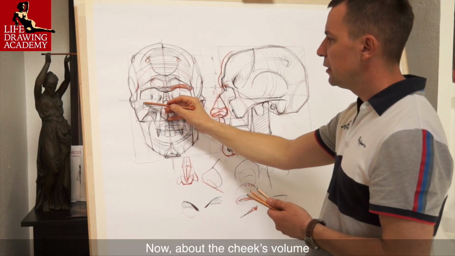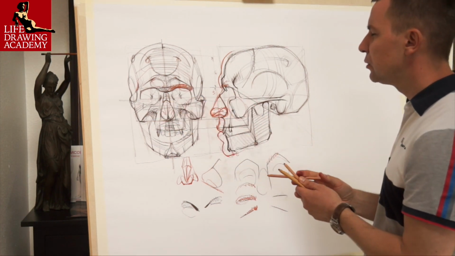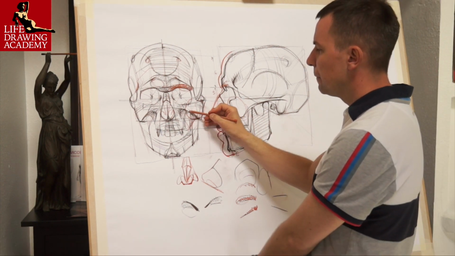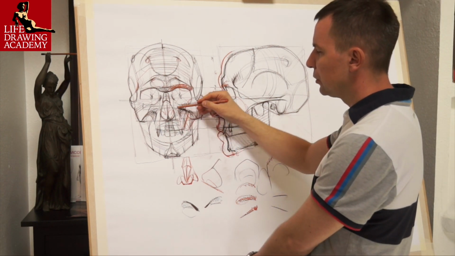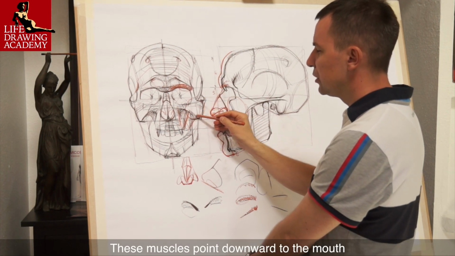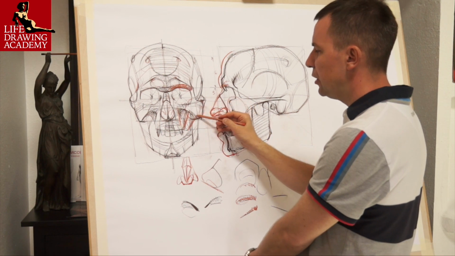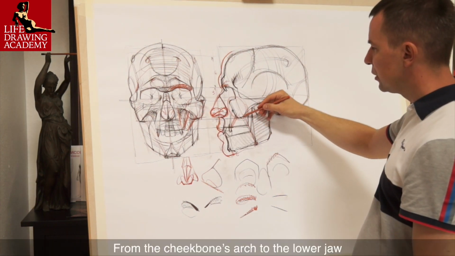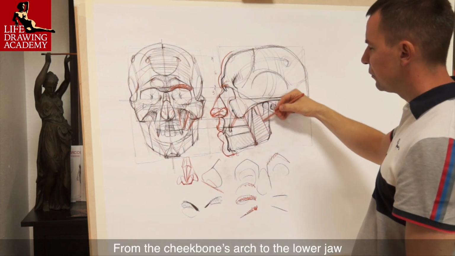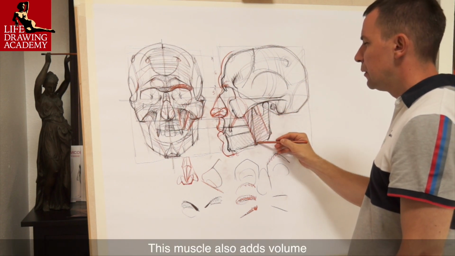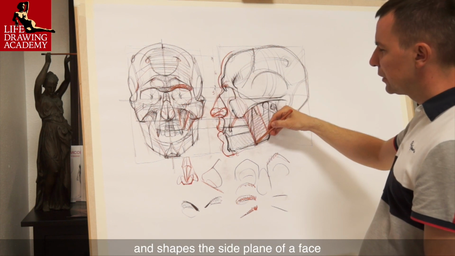Now, about the cheek's volume. The cheekbone is the place that several muscles of the face connect to. These muscles point downward to the mouth and create an additional volume to the rounded shape of the cheek. From the cheekbone's arch to the lower jaw goes the chewing muscle. This muscle also adds volume and shapes the side plane of a face.